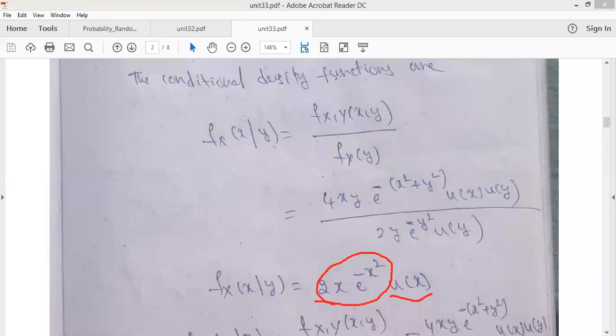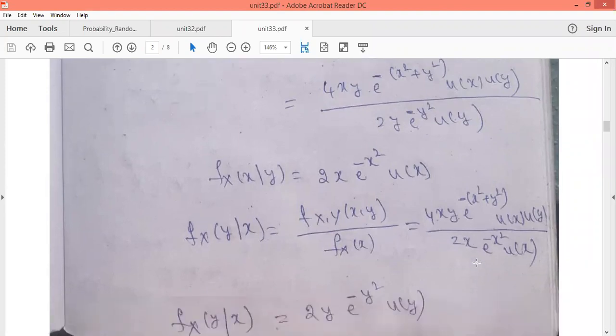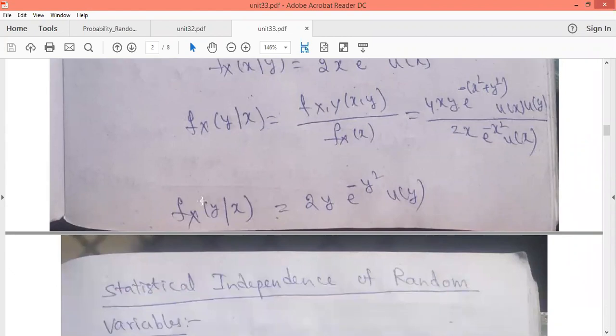Similarly, we find f_Y(y|x). f_Y(y|x) is given as f_{X,Y}(x,y) divided by f_X(x). Now f_X(x) we already found. So f_Y(y|x) is equal to 2y e^{-y²} u(y). Like this we will be solving this problem.